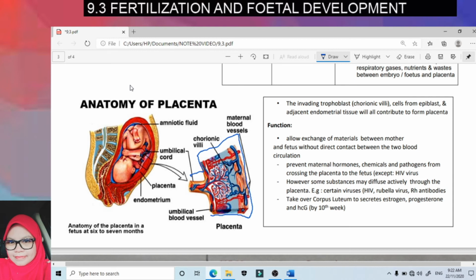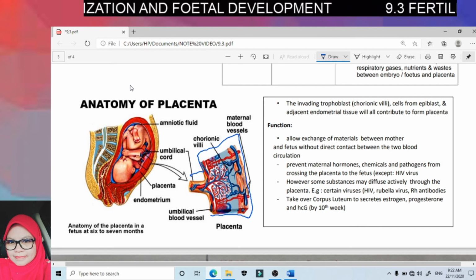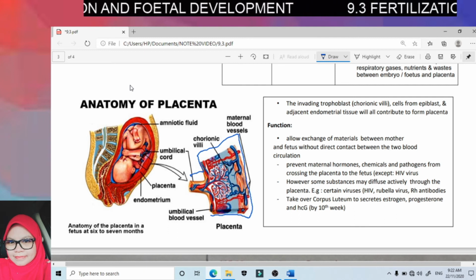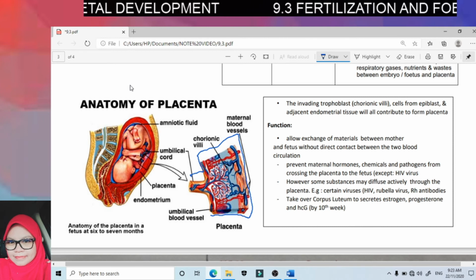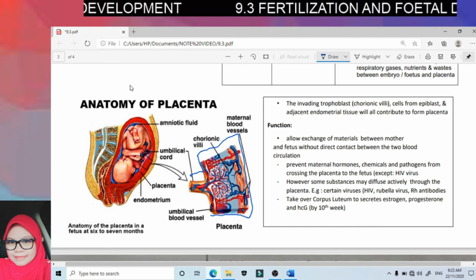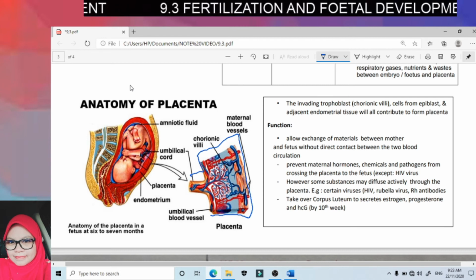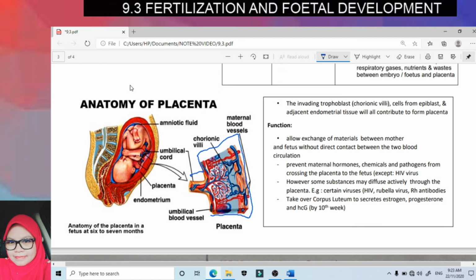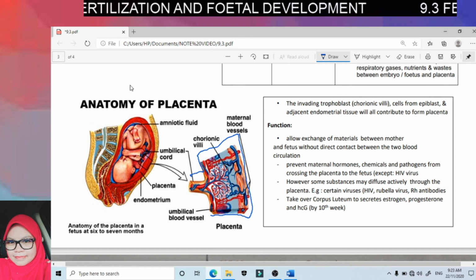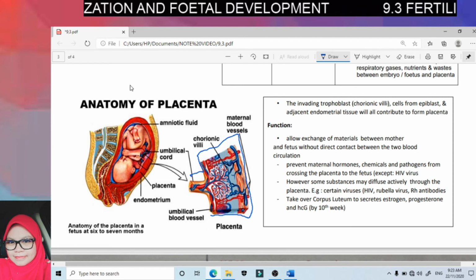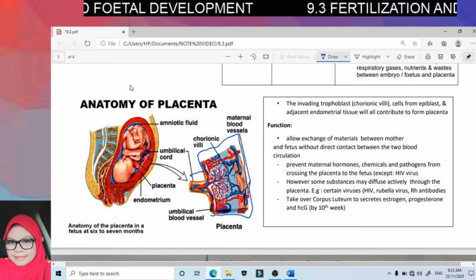material. Okay, and then it prevents maternal hormones, chemicals and pathogens from crossing the placenta to the fetus. So the placenta will block maternal hormones, chemicals and pathogens in the mother's blood from entering the fetus. But certain ones can still get through, for example the HIV virus.